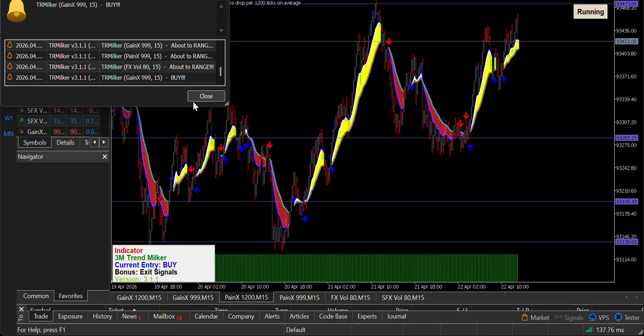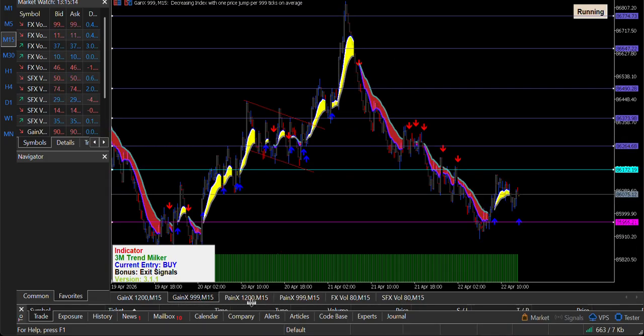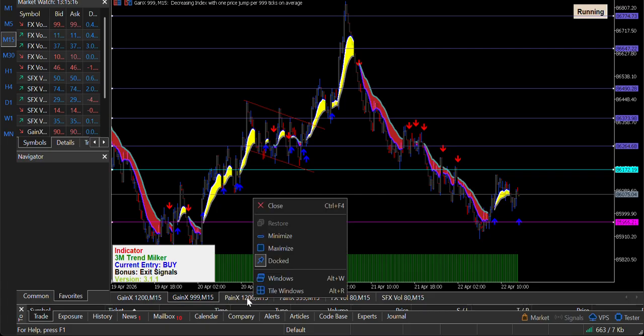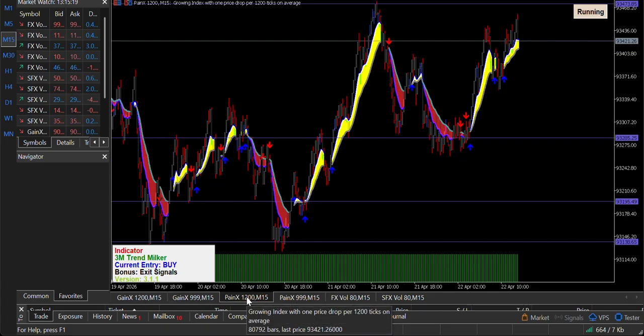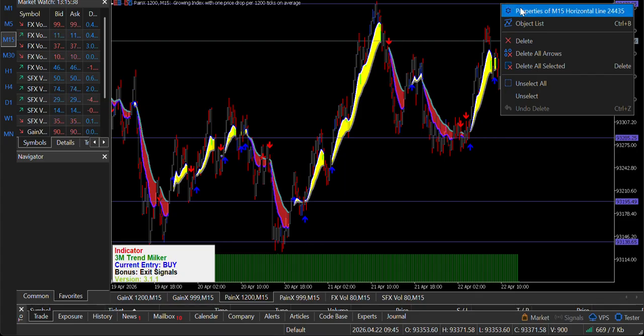Now, let's check out PainX 1200. The last one we checked was actually GainX 999. Okay, now let's check out PainX 1200. So this is PainX 1200, and of course, still on 15 minutes time frame. This was an uptrend, got to this region, had a major pullback, and it's going back there again. So right there is a resistance zone. We are most likely to have a big setup here for ourselves also.